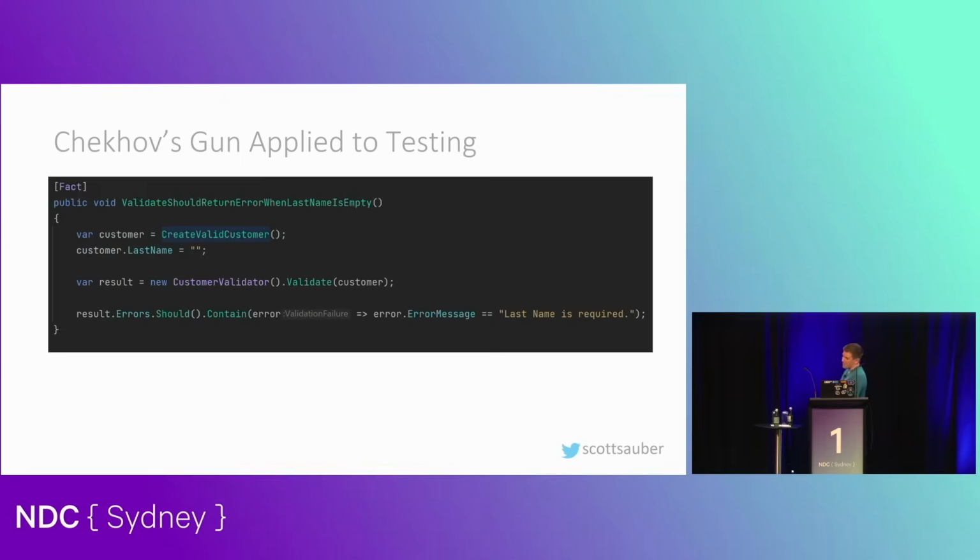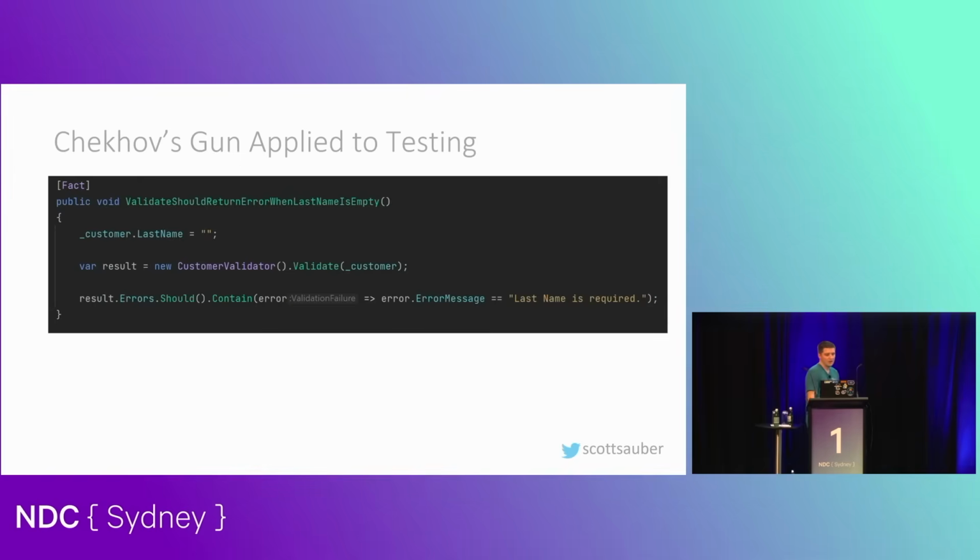And so a way to refactor this is you could say, hey, I want to create a valid customer, like you have a factory or a private method, and then go ahead and tweak the last name to be empty. So there's a little less verbosity there. But you can go further.